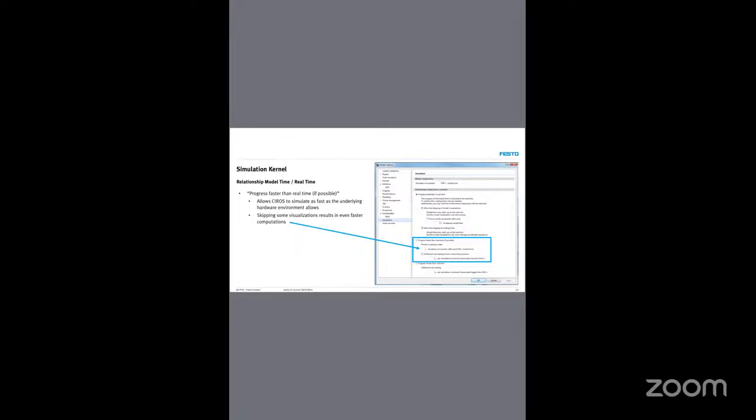Next is "progress faster than real time." If you enable this, Ciros will simulate the scenario very quickly. For example, if your real factory takes 10 seconds to complete, Ciros will complete it within 2 seconds. This is actually used in high production simulation. Then we have another option called "progress slower than real time." That means this will reduce the speed of the simulation. This is for debugging, to understand the PLC program, to see the robot motion step by step.